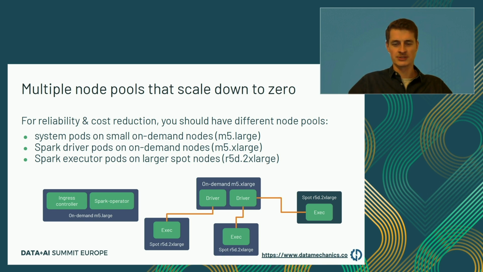Small to reduce cost, as the Spark operator pod must always be up, and on demand to guarantee availability. The Spark driver pods must run on on-demand nodes of medium size. This node pool should auto-scale from 0 so that you're not paying for resources when no Spark application is running. It's important to use on-demand nodes here because a spot kill on the driver would cause the application to fail. And finally, the Spark executor pods should run on larger spot nodes since a Spark application can recover from a lost executor.